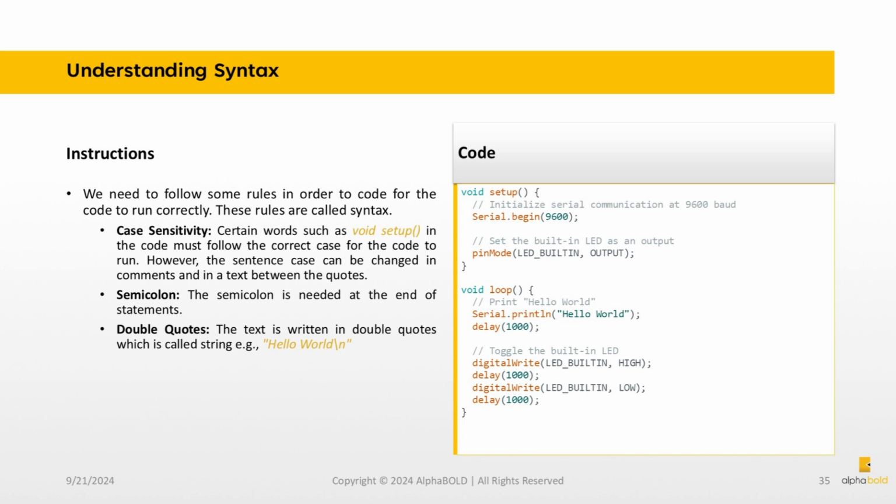We need to follow some rules in order for the code to run correctly. These rules are called syntax. Case sensitivity. Certain words such as void setup in the code must follow the correct case for the code to run. However, the letter case can be changed in comments and in text between the quotes. Semicolon. The semicolon is needed at the end of statements. Double quotes. The text is written in double quotes, which is called a string, e.g., "Hello World\n".